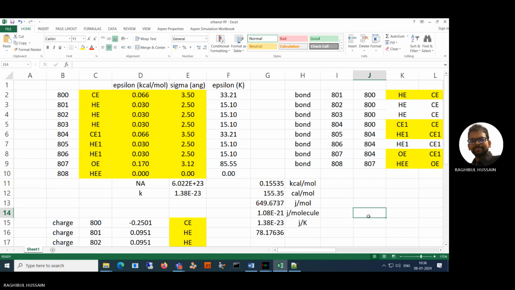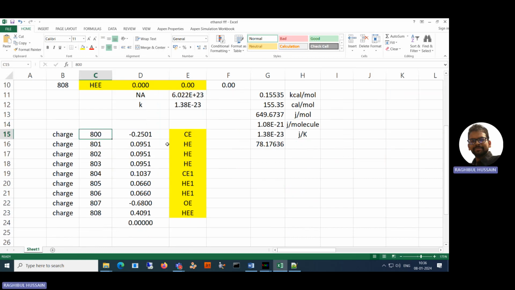Clear? So first is the non-bonded parameter, sigma and epsilon. For that, you have to identify the type of atoms. You can do the identification of the type of atoms from the charges. So this is the atom number given by LigParGen, and this column is basically the charges.